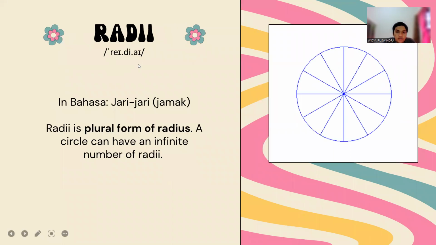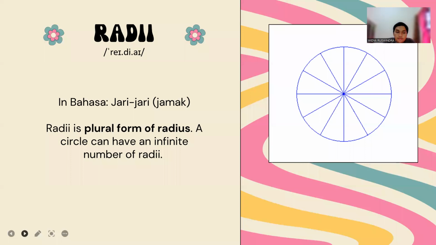Next, we have radii. In Indonesian, we say jari-jari, but in plural form, radii is the plural of radius. A circle can have an infinite number of radii. And this is an illustration of radii.